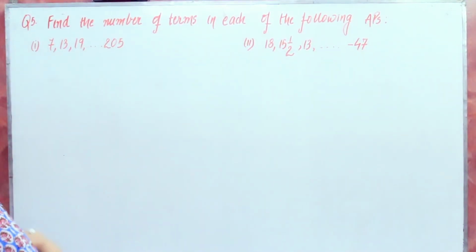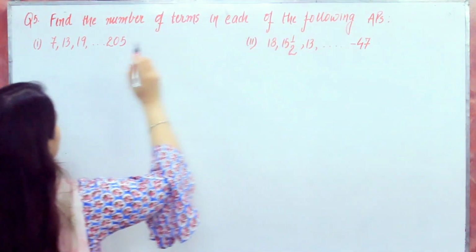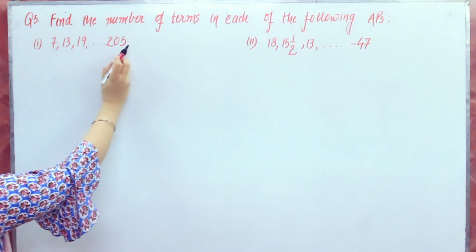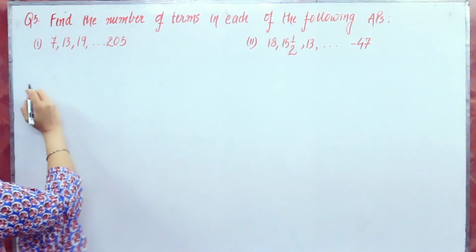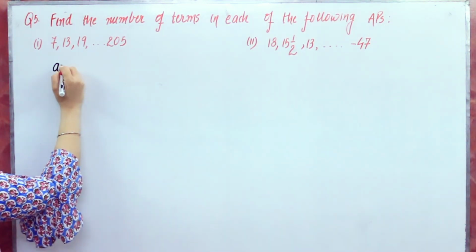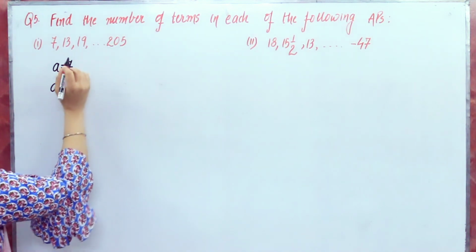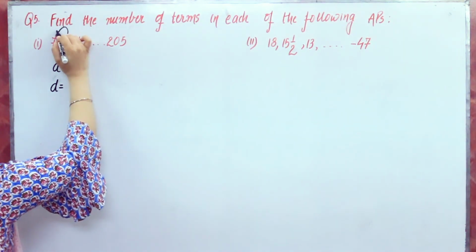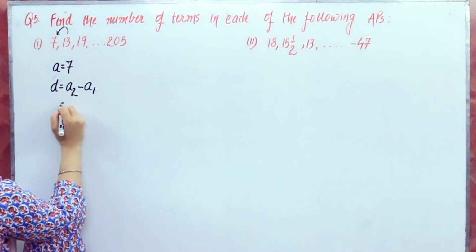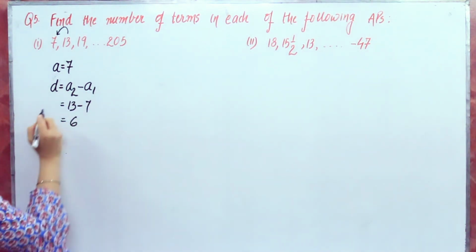Question number 5. Find the number of terms in each of the following APs. 7, 13, 19 and the last term is 205. So in this case you have to find number of terms. We have first term is equal to 7. Common difference you can find by using formula A2 minus A1. So that comes out to be 6 is the common difference.